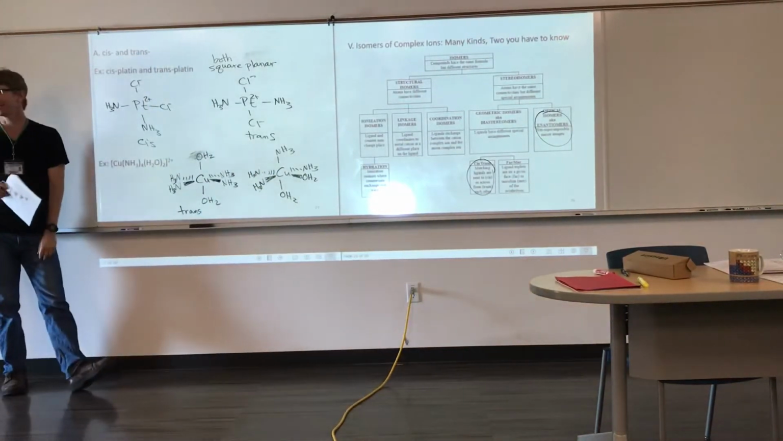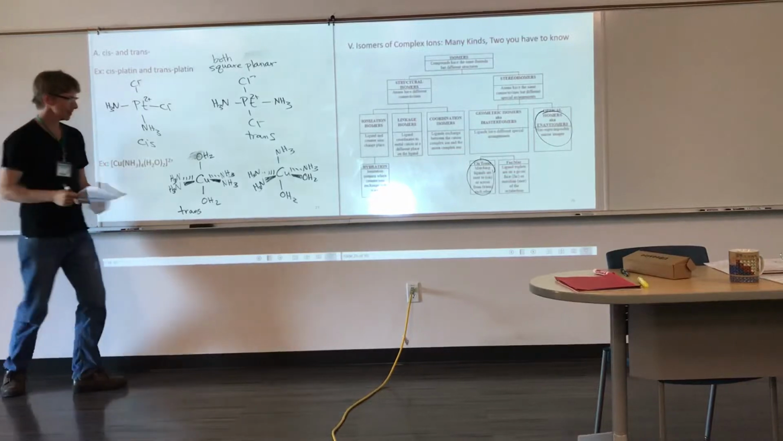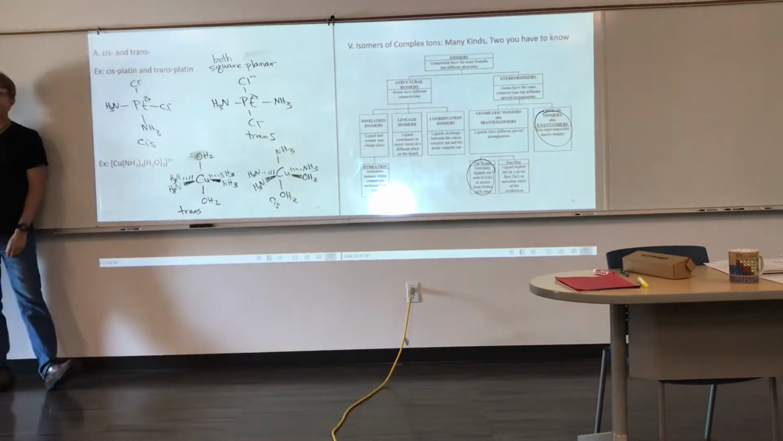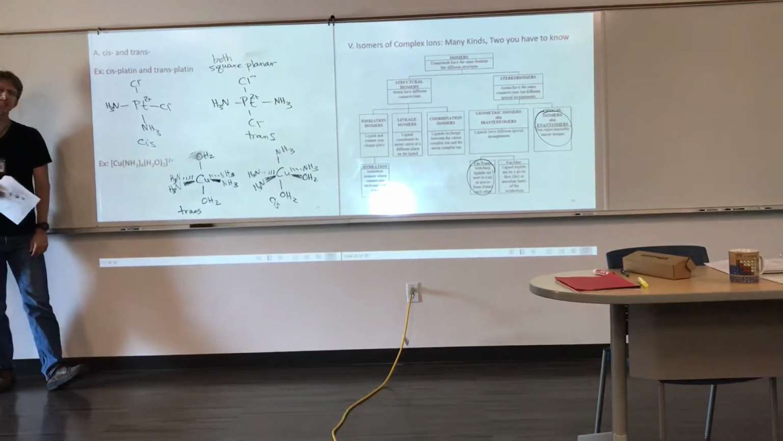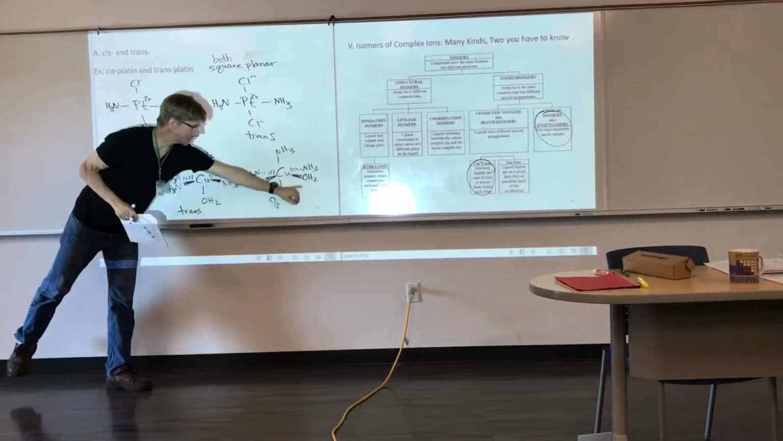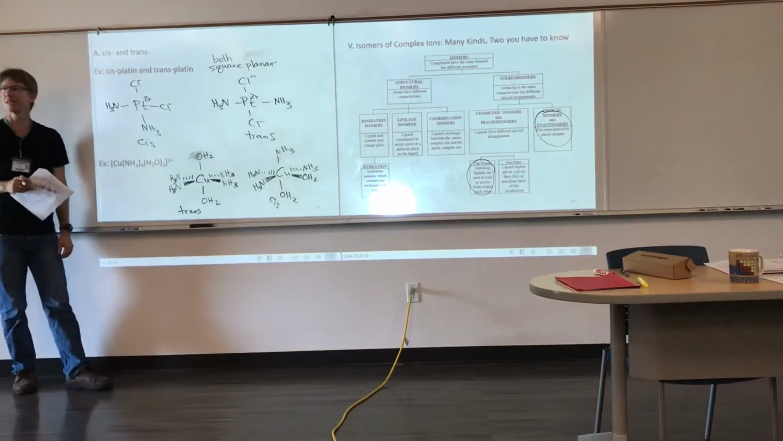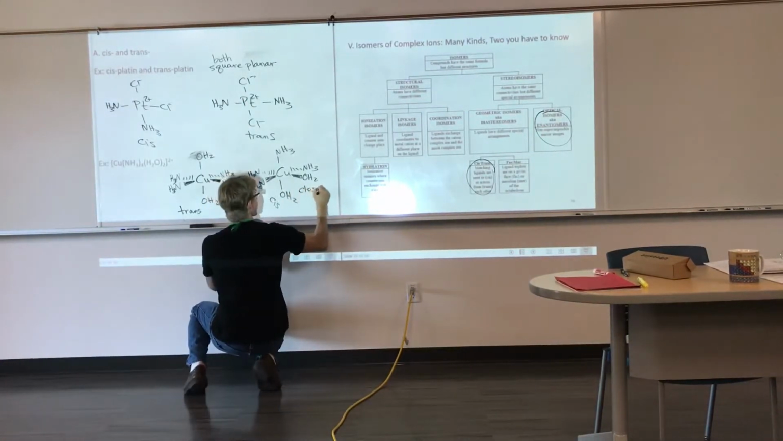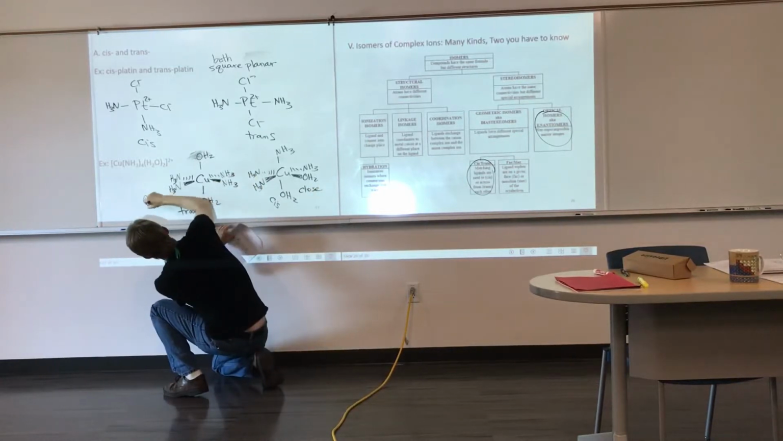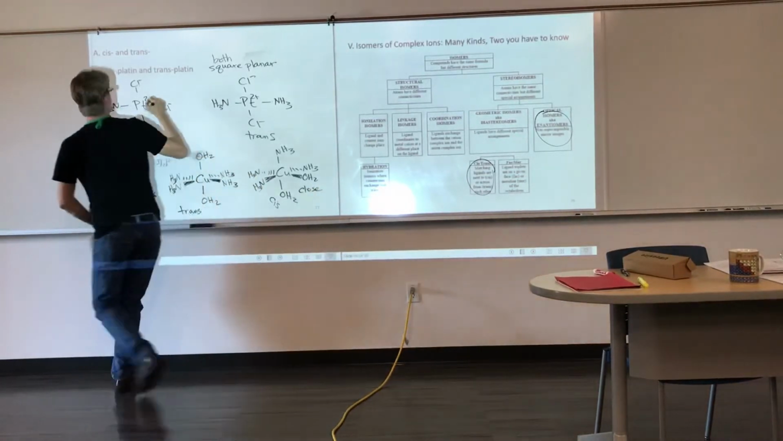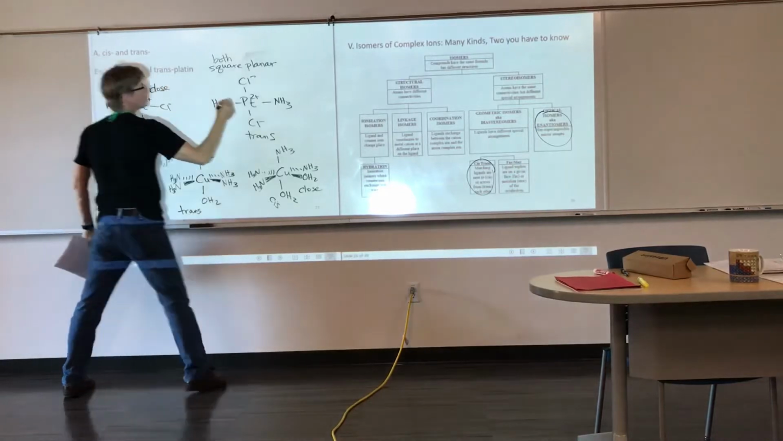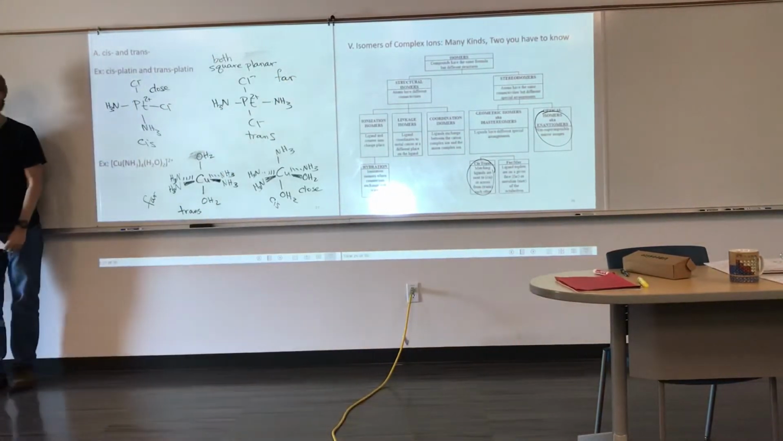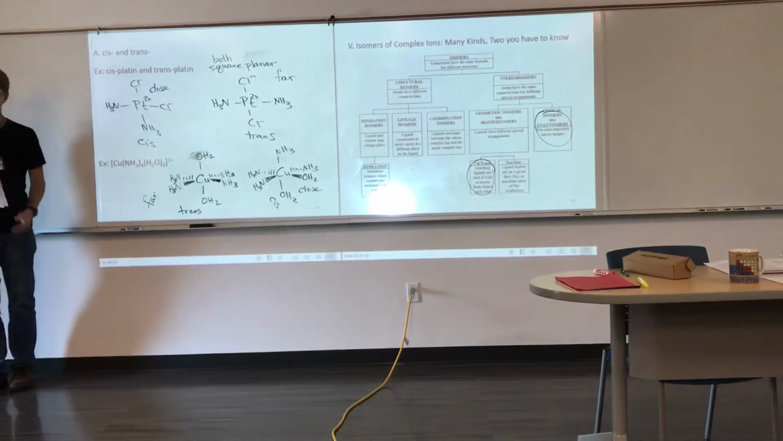And I've created my cis. Cis isomers have the same ligand close to each other. Trans isomers have those ligands across from each other.